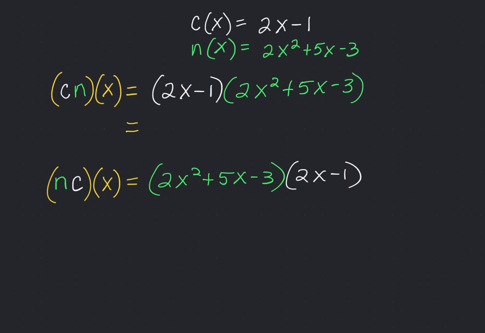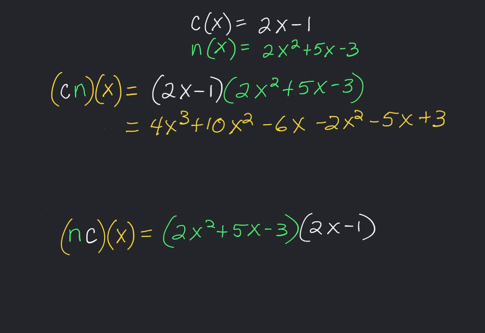I get 2x times 2x squared, or 4x cubed, plus 10x squared minus 6x. Okay, and then I have a minus 1 times 2x squared gives me negative 2x squared. A negative 1 times positive 5x gives me a negative 5x, and a negative 1 times a negative 3 gives me a positive 3. I need a little room.